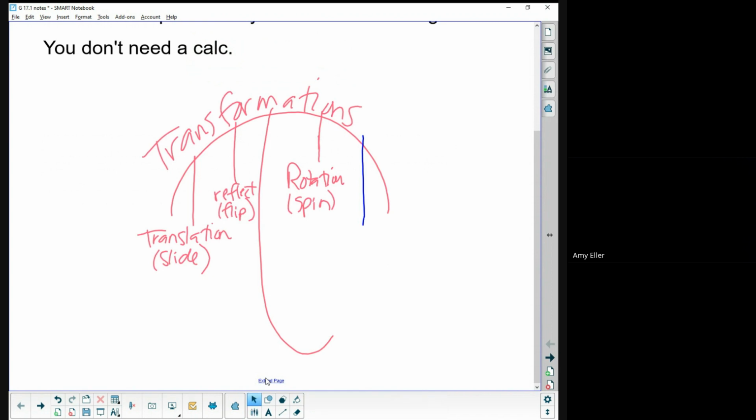We use patty paper a lot for these, especially rotations, because those were the hardest. We can pull out that patty paper if we review these, but today we're only focusing on the new one. And it's impossible to use patty paper for a dilation because dilation means it gets bigger or smaller. And I can't make your patty paper get bigger or smaller. So we won't be using it today. Let's write down the new one. Dilation.